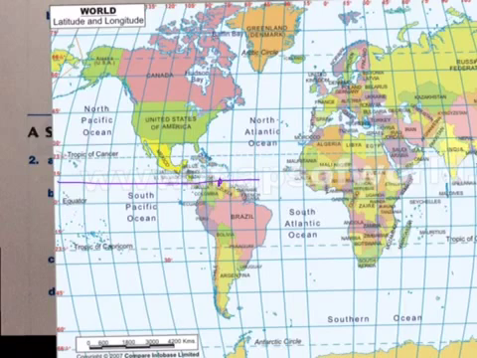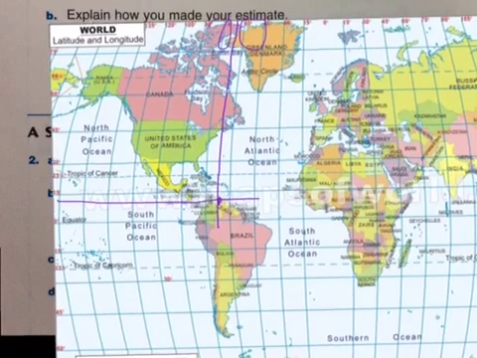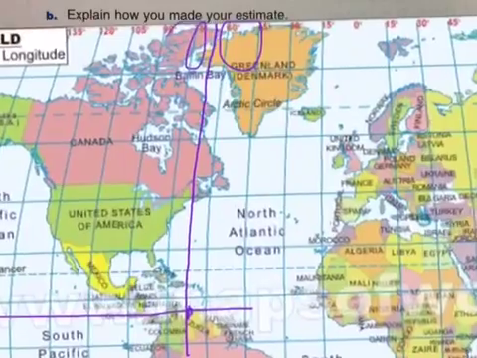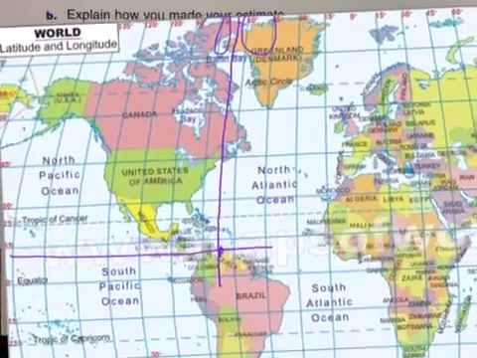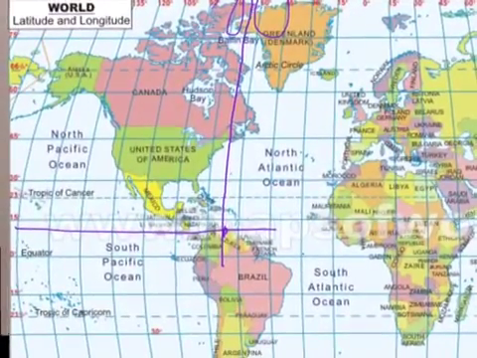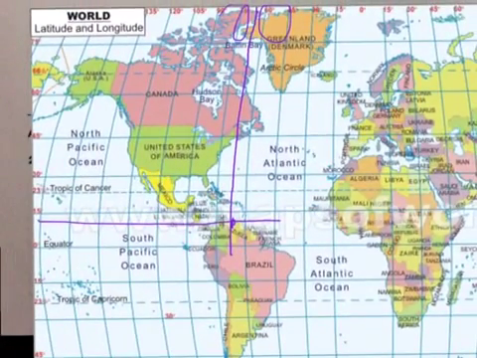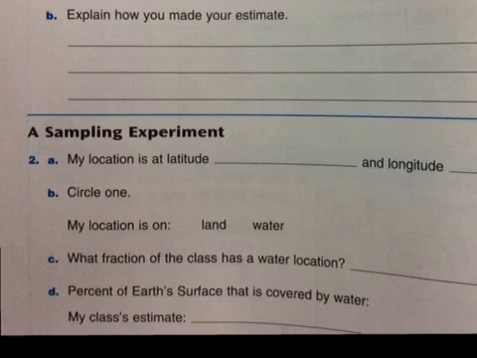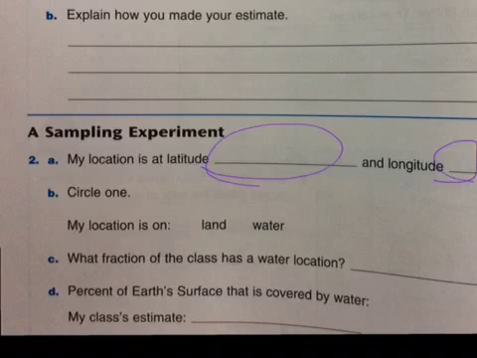And then vertically, we have 60 and 70 here at the top. So if we were to draw a line straight down like that, we could say that we're located somewhere between 60 and 75. 67, perhaps 65. I'll let you make that estimate. So go ahead and fill those out right here in your latitude and your longitude.